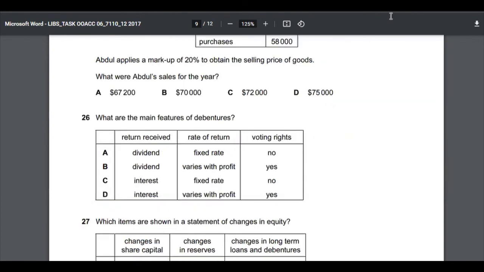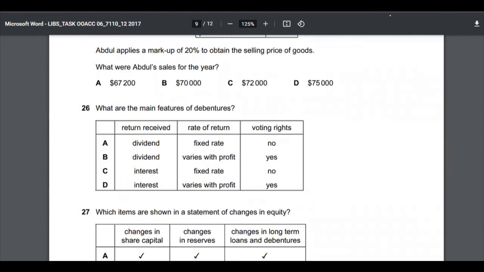Let's look at multiple choice 26. What are the main features of debentures? There are no voting rights. There is no dividend. So the answer to this multiple choice is option C. Debenture receives a fixed interest and rate of return is fixed, right? As I said, return received is called interest because this is a loan. You receive interest on your loan, and it's a fixed interest rate on your debenture, and there are no voting rights, right? So the correct answer to multiple choice 26 is option C.